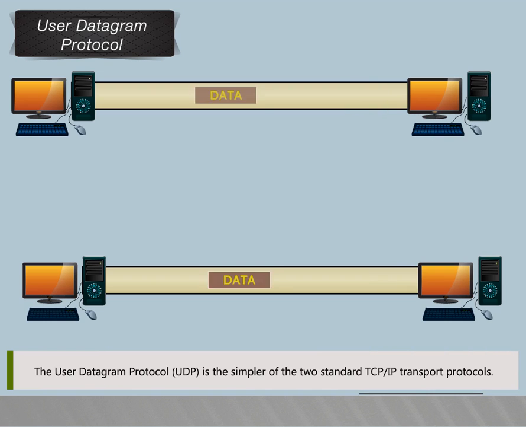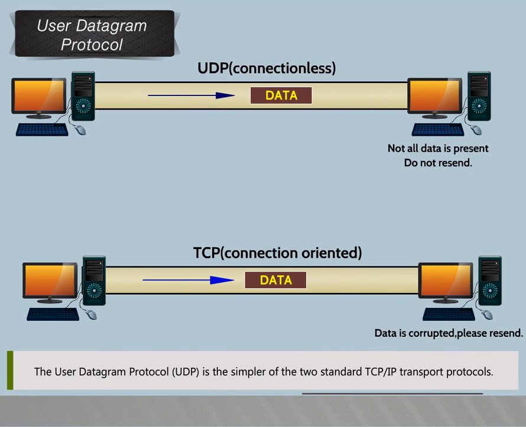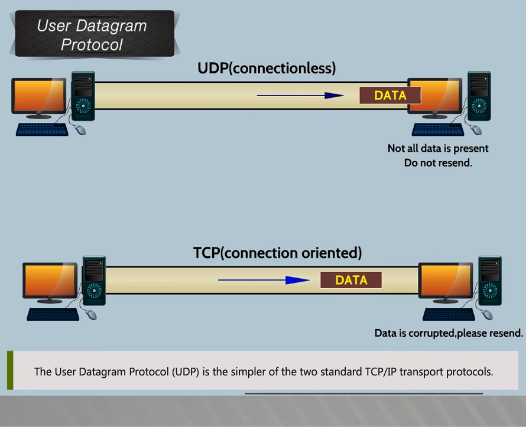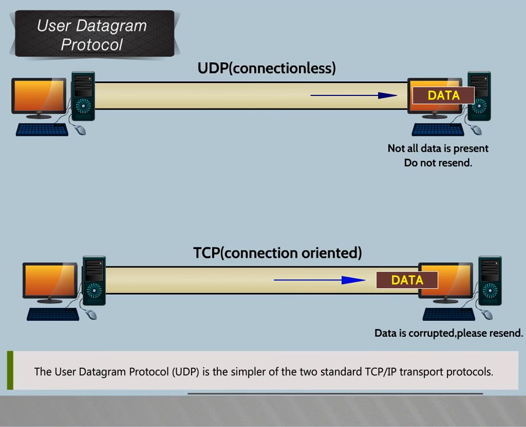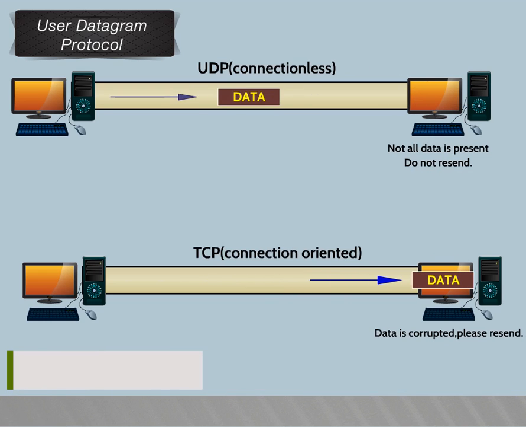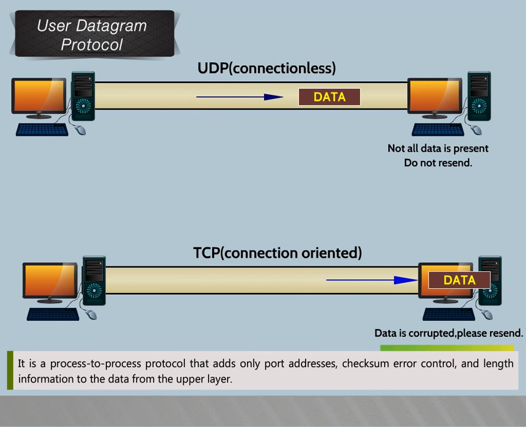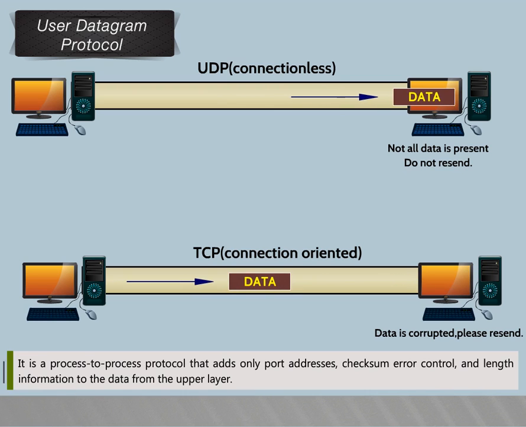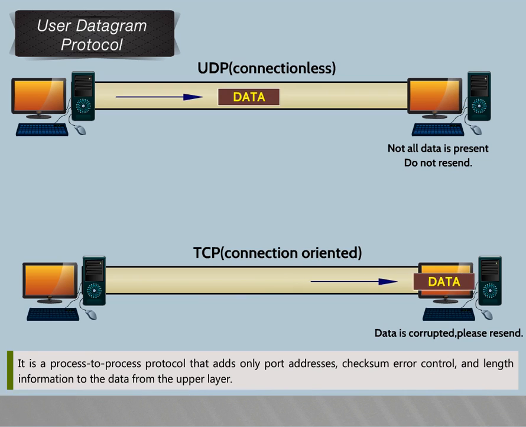User Datagram Protocol. The User Datagram Protocol (UDP) is the simpler of the two standard TCP/IP transport protocols. It is a process-to-process protocol that adds only port addresses, checksum error control, and length information to the data from the upper layer.